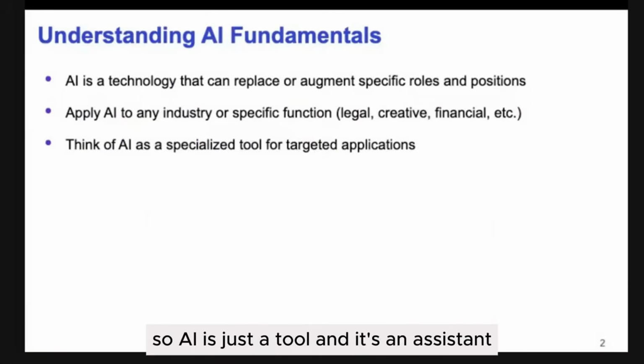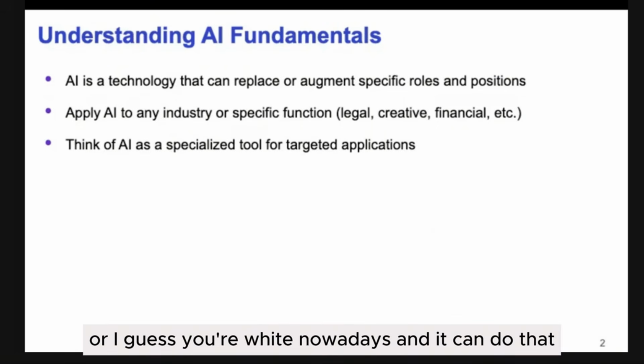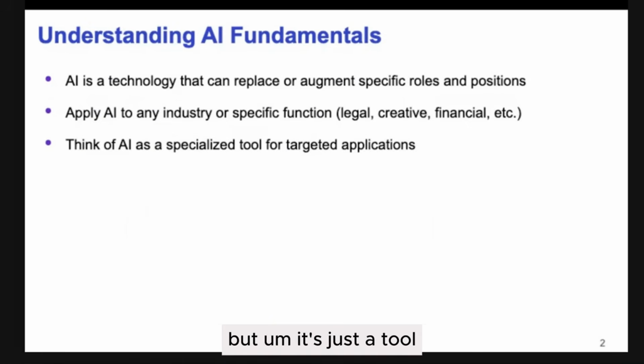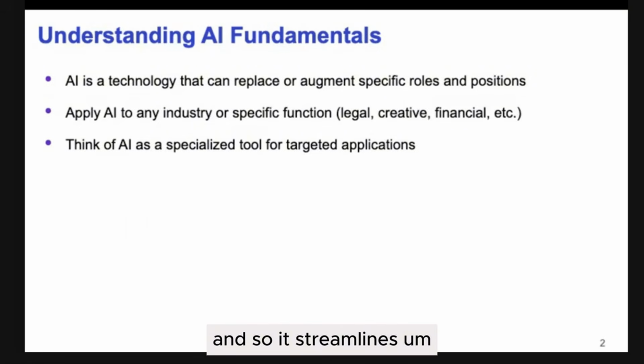And so I made an AI course for beginners and how you could use AI for your business or any role. So AI is just a tool and it's an assistant. And I think the easiest way to utilize it is to use it for specific roles. So if you want AI to be your lawyer, your doctor, your therapist, or I guess your wife nowadays, it could do that. But it's just a tool assisting in what you're already doing. And so it streamlines tasks to make it more time efficient and also cost efficient if you are a small or large team.